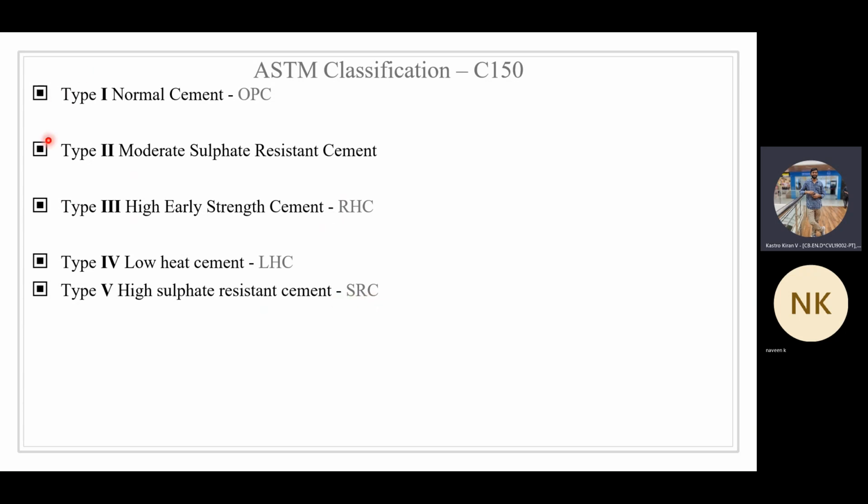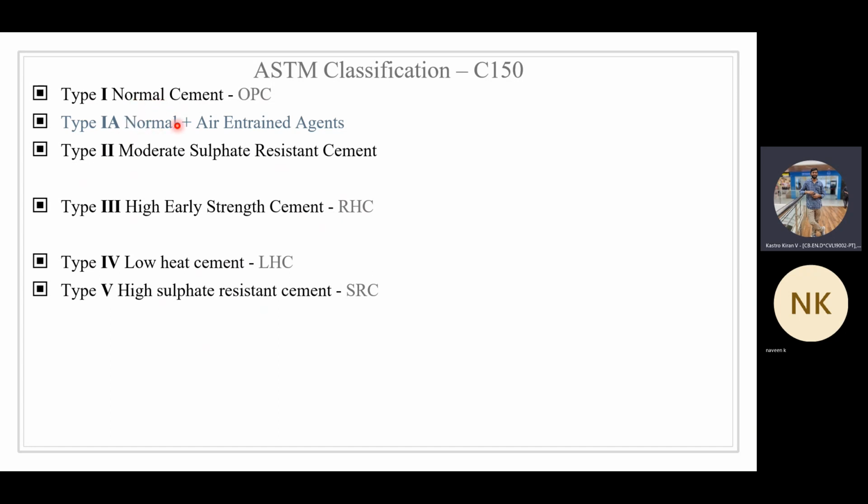So these are the 5 major classifications of cement according to the ASTM standards: type 1, type 2, type 3, type 4, and type 5. But again, in type 1, type 2, and type 3, we have the sub-classifications. Coming to type 1, we have one more classification, which is called type 1A. Type 1A basically consists of a mix of two different cements.